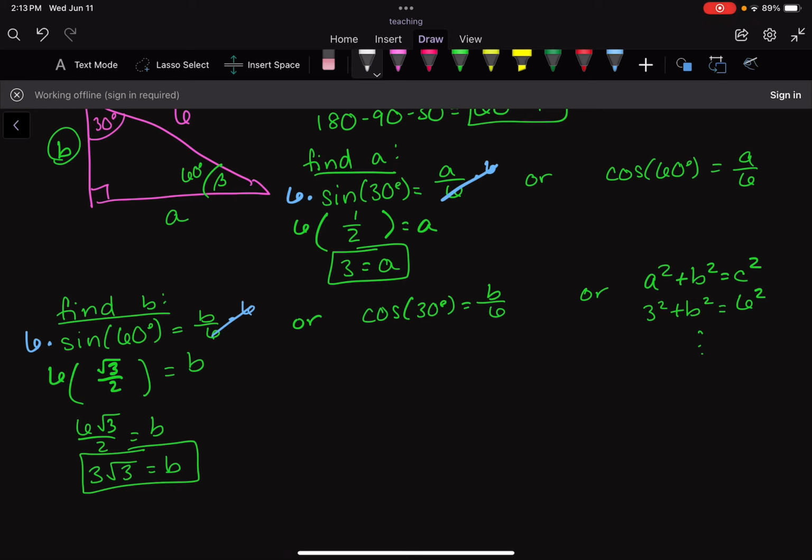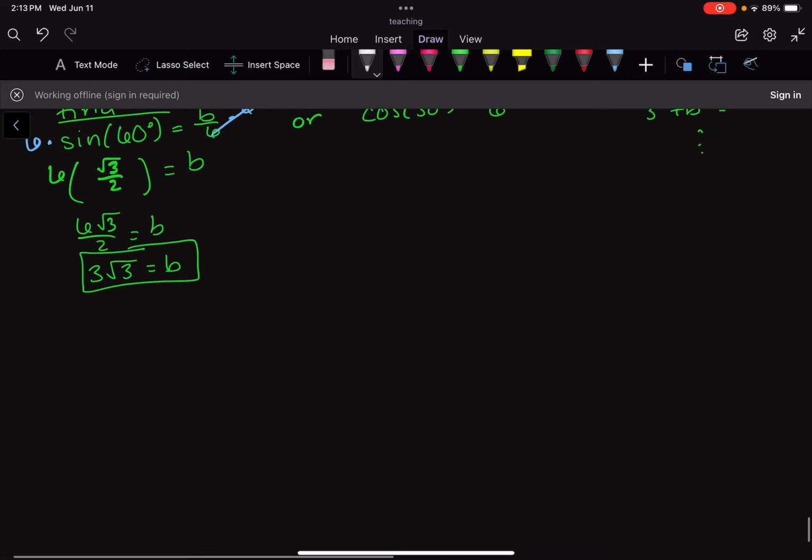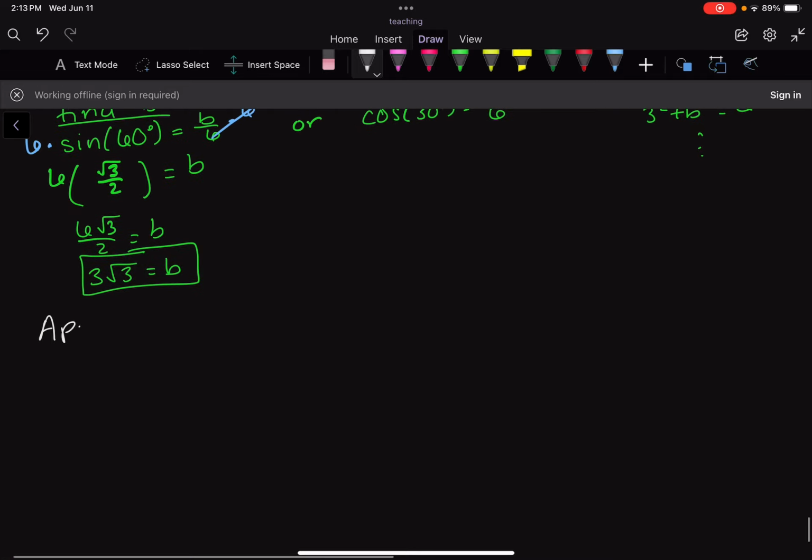Let's move into working on some applications. Usually when we say the word applications, we really mean word problems. So we're going to do some word problems. First, I want to review some geometry.